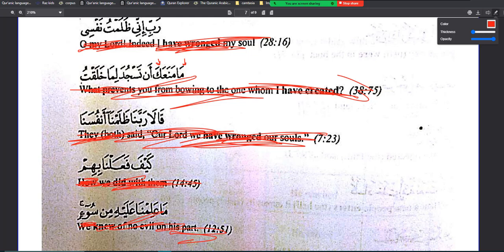And then we have qala rabbana zalamna anfusana, which is the word. Okay, mashallah. This is also a word. Okay, rabbana. Translate the whole ayah. Okay, very good.